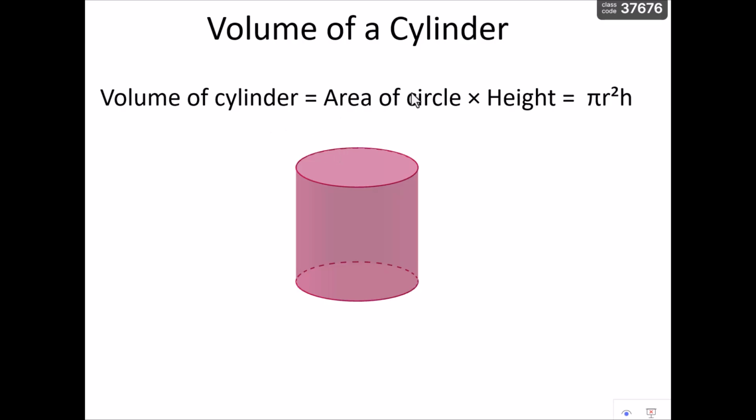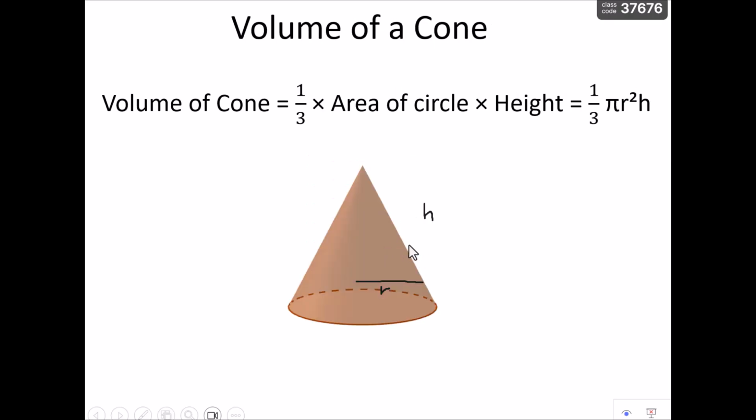Cylinder: the area of the circle that goes across is pi r squared, then multiplied by h. So area of circle times height is the volume of a cylinder. This is the height of your cylinder. Then the radius is from here to the circumference. Then find the area of this circle that goes across to the top, multiplied by h, which is pi r squared times h.